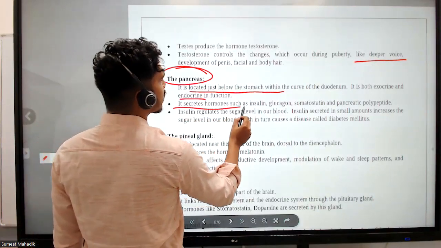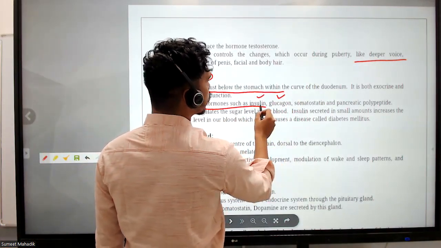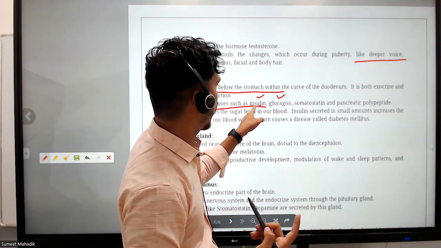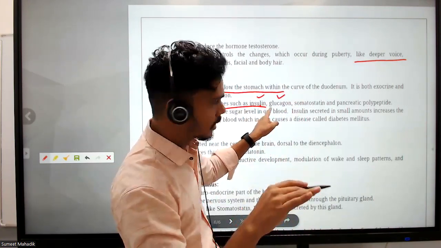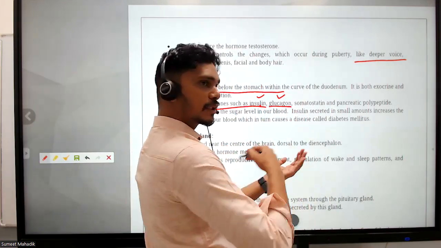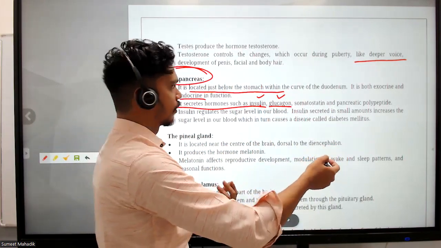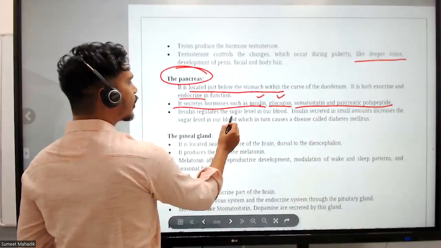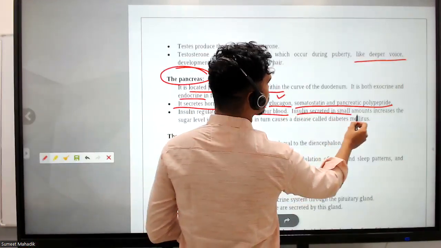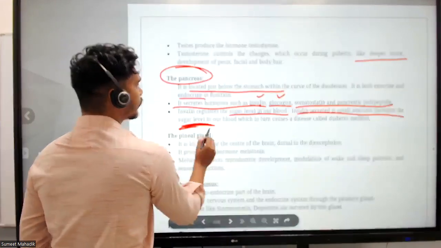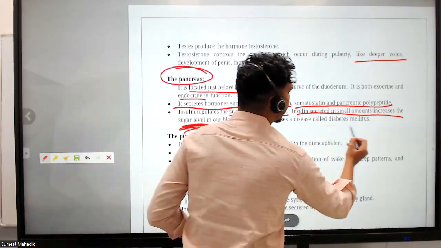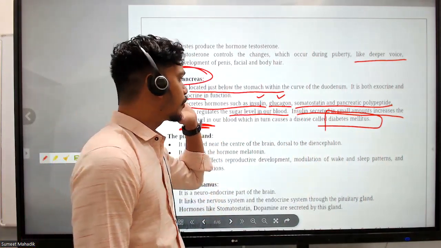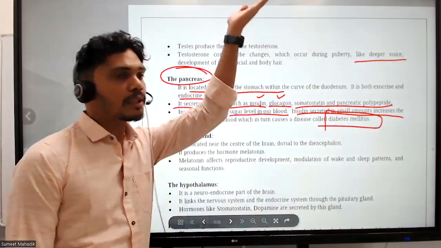It secretes hormones such as insulin and glucagon. Insulin is for maintenance of the sugar level. Diabetes mellitus happens if the insulin secretion is less. Glucagon converts glycogen to glucose. Also somatostatin and pancreatic polypeptides. Insulin regulates the sugar level in our blood. Insulin secreted in a small amount increases the sugar level, right? It causes diabetes mellitus. Diabetes insipidus is responsible for the more insulin.